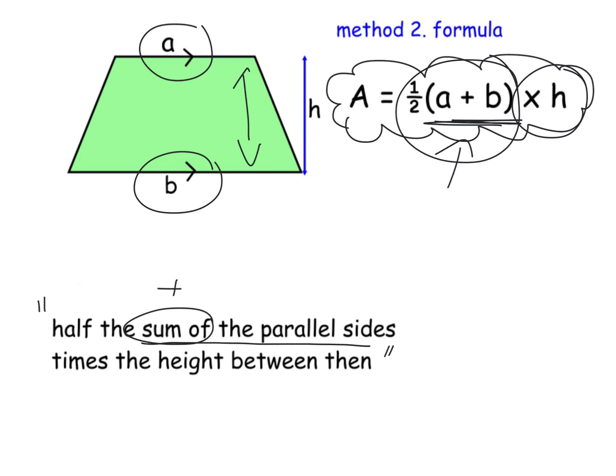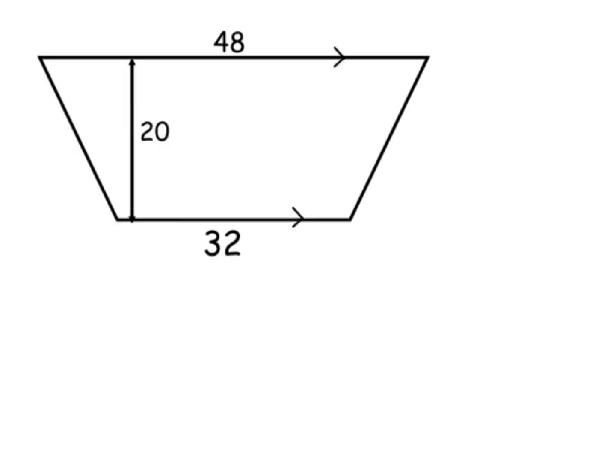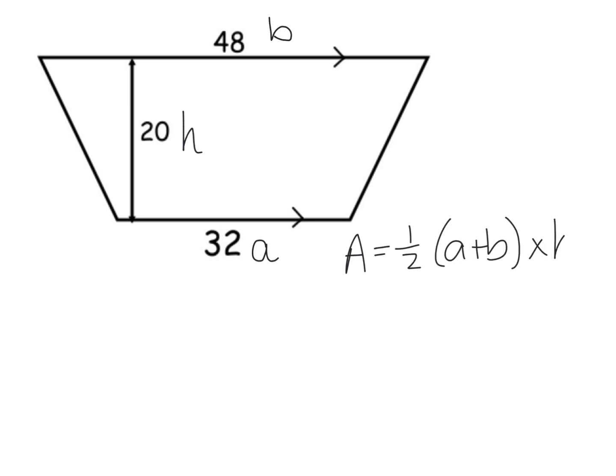So what we're going to do is go and try this formula for our next couple of examples. Please remember we could always split this up into rectangles and triangles, but we're going to use our new formula now. So our parallel sides are the 32 and the 48, and the 20 is the height between them. So I'm just going to rewrite my formula. It was half the sum of the parallel sides times the height between them. So it is a half of 32 plus 48, and then we're going to times the height between them, which is 20.